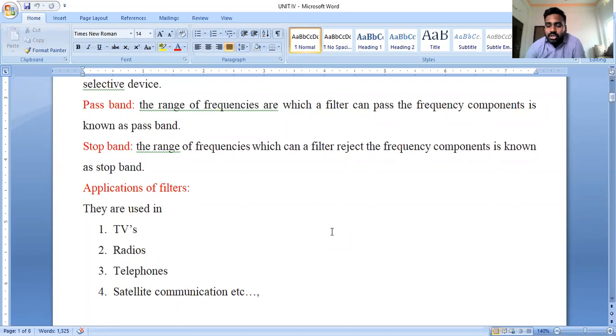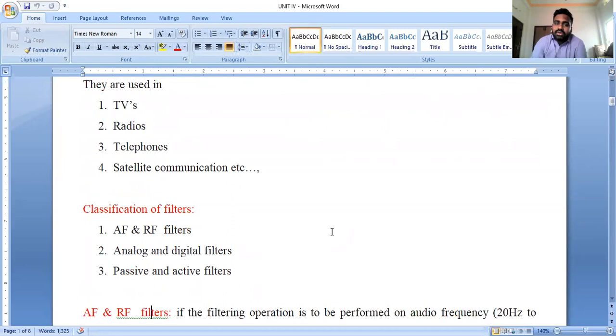Coming to the classification of filters, how can we classify them? Depending upon the range of frequency of a signal, we can classify the filter. Up to an extent only the filter can handle the signal. So depending upon the frequency handling capability of the filter, we can classify it. The first type is AF and RF, audio frequency and radio frequency filters.